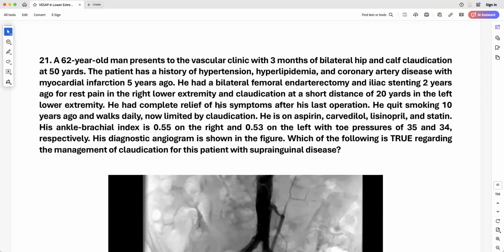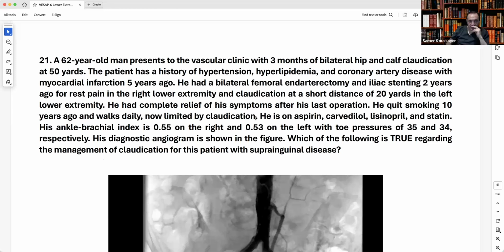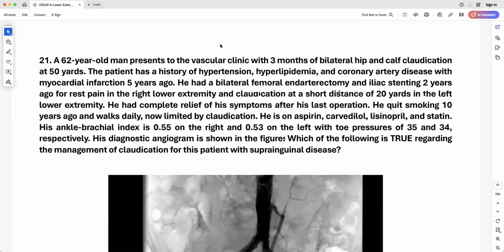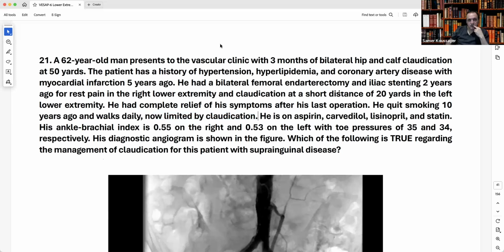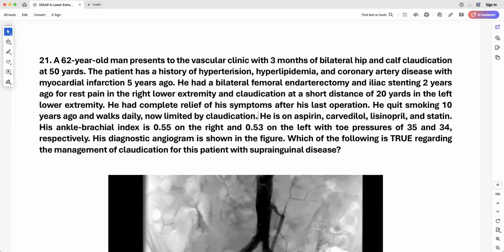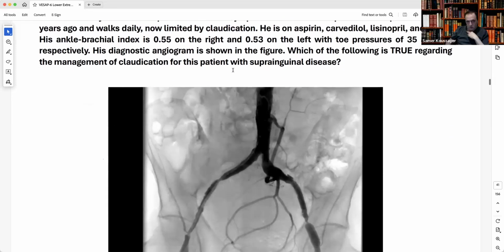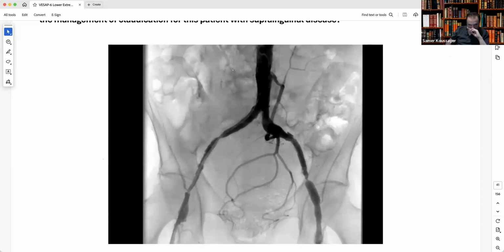Yes. It's lifestyle-limiting, limited by claudication. It's not like mild claudication, so that means he needs to be treated. Right, he's 62, and he had an intervention before and felt better because they opened his iliac artery. All right, so what would you do with this patient?